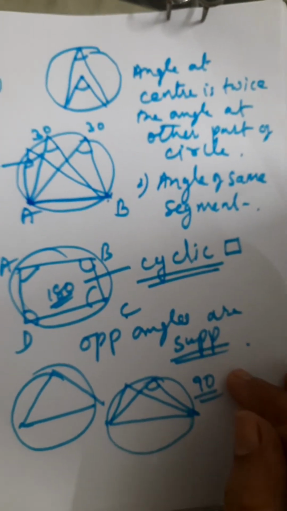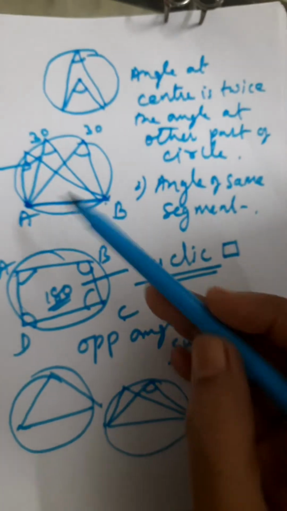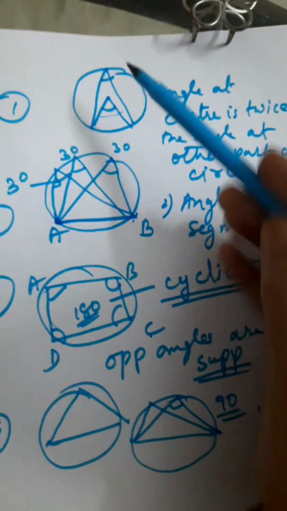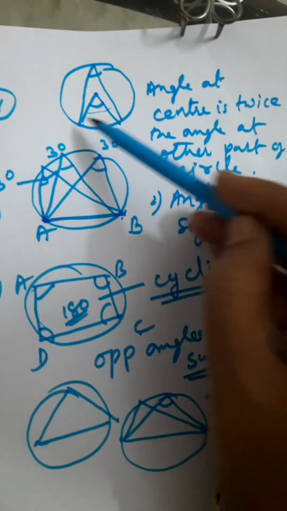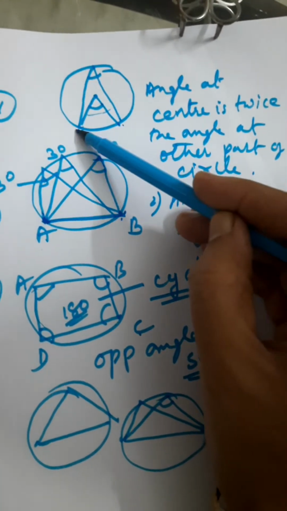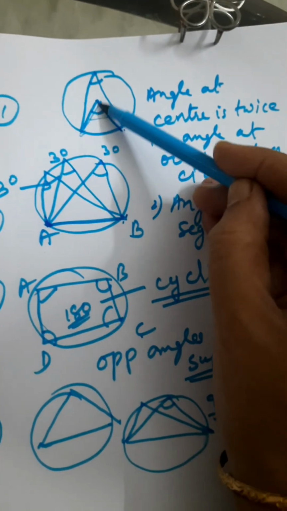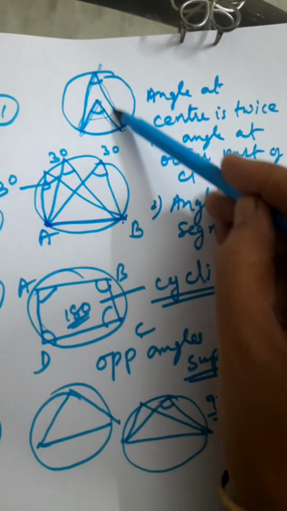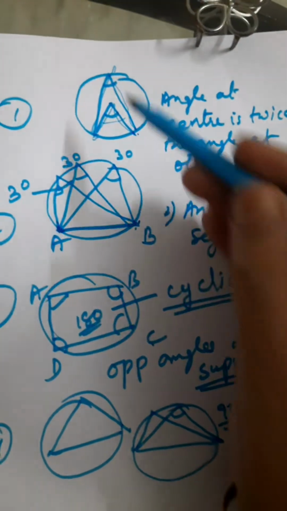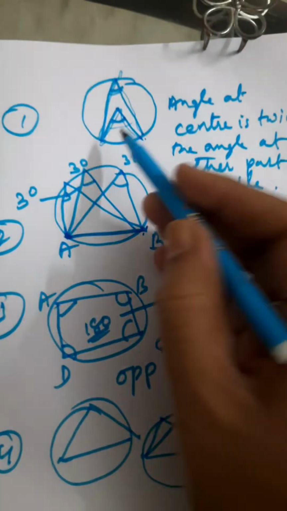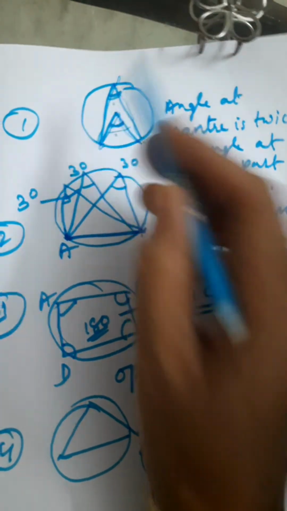Once again, I am repeating for those who joined now. The first one, angle at the center is twice the angle at other part of the circle. The angle must form from the same points, that is, the initial and final points must be the same. So here angle formed on the center and other part of the circle. Always here the center angle will be double the angle at the other part. If this is 30, this will be 15.